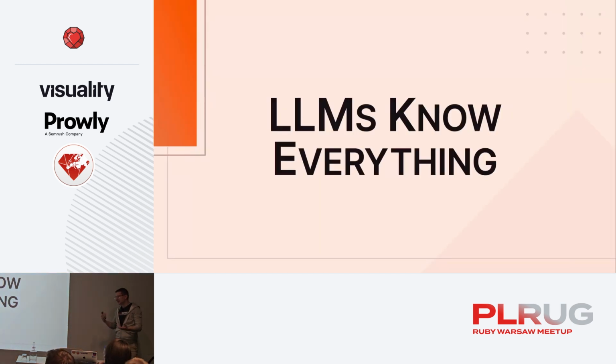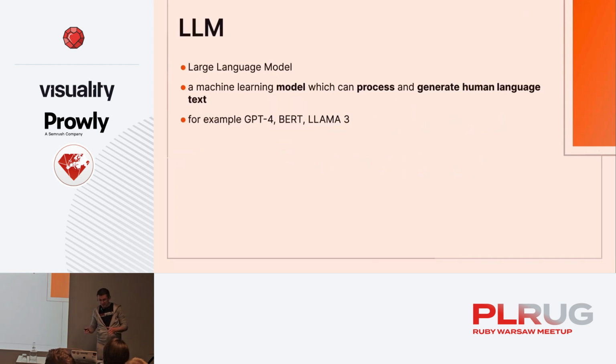Okay, so they seem to know everything, because they were trained on a very vast set of data. But okay, just to establish, an LLM is a machine learning process. It can process, not think about, but process text and also generate human language text.